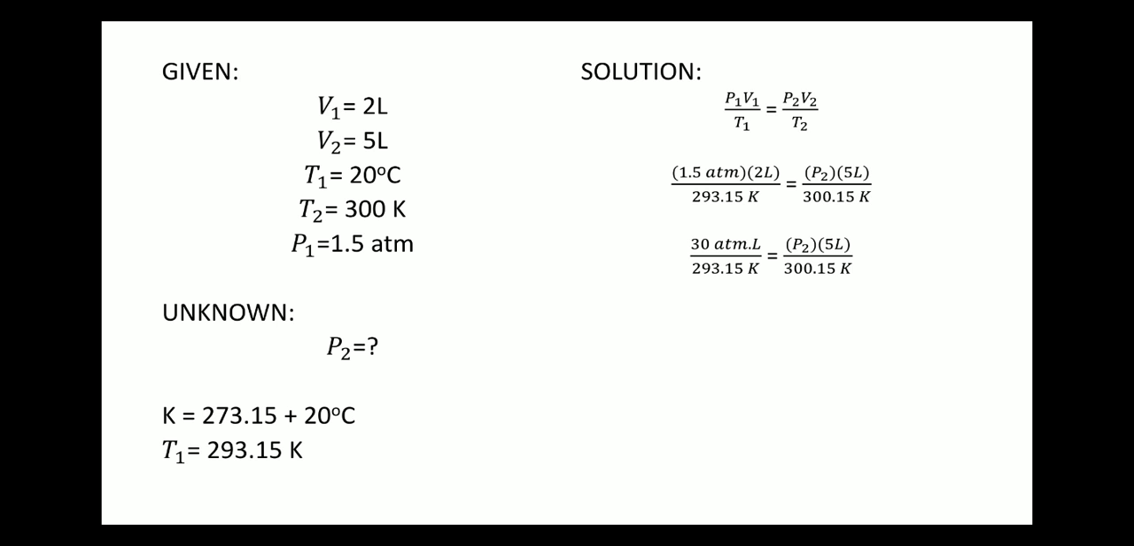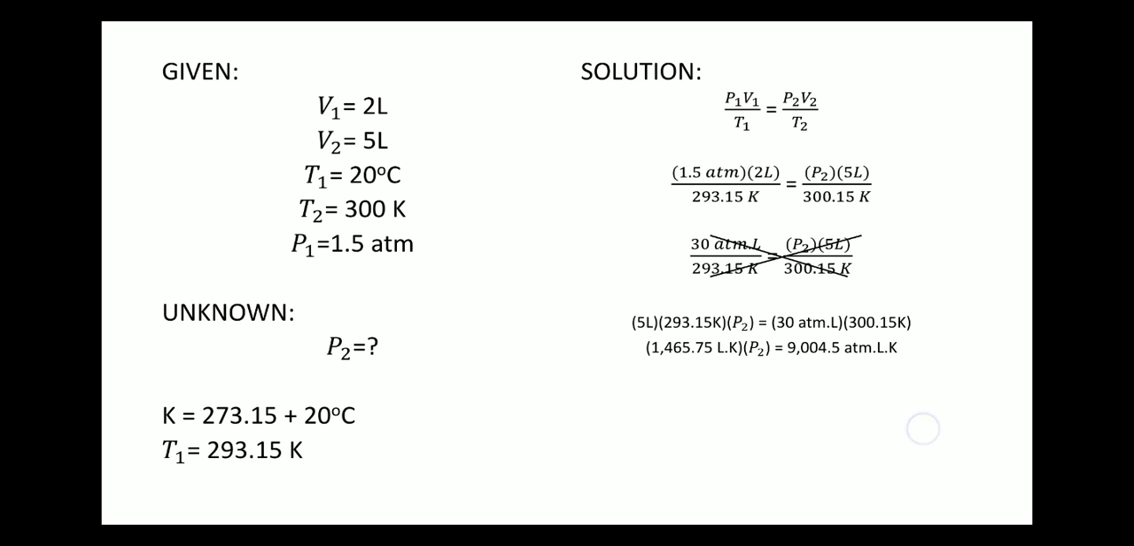Multiply some of the values. So 1.5 times 2 is 3. So same, over 293.15. Copy P2 and 5 liter over 300. Then we cross multiply. So copy 5 liter 293.15 Kelvin and P2. Then multiply 3 atm liter to 300 Kelvin. So the product for 5 and 293.15 is 1,465.75 liter Kelvin P2. Then for 3 times 300, that is 900 atm liter Kelvin.